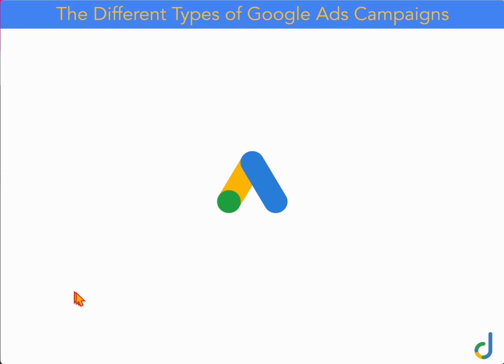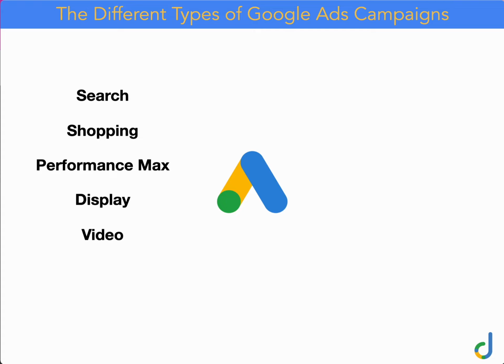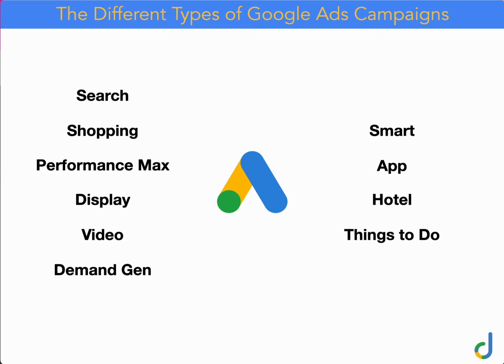You may not believe it, but there are actually 10 different types of Google Ads campaigns right now that you can use. So there's search, shopping, performance max, display, video, and demand gen. And they are the 6 campaigns which we are really focusing on in this course. But there are also some other types of campaigns: smart app campaigns, hotel campaigns, and also things to do campaigns, which is a tourism-based campaign. But in this course, we're really going to be focusing on the core 6 campaigns of search, shopping, performance max, display, video, and demand gen.